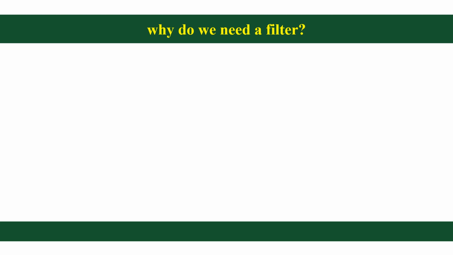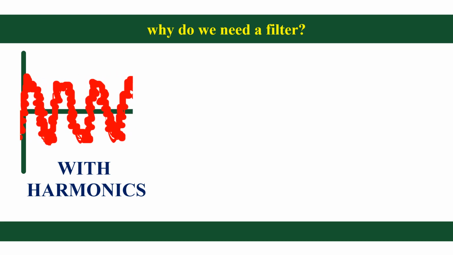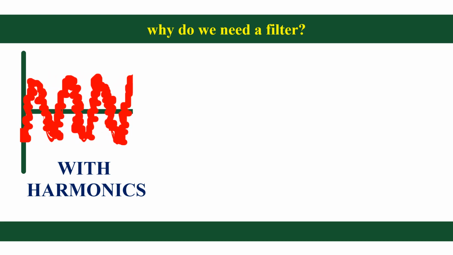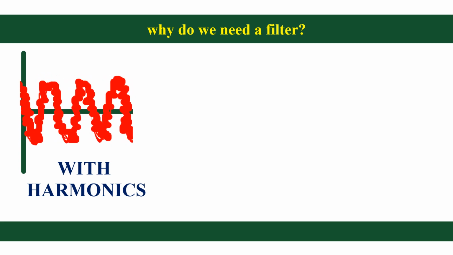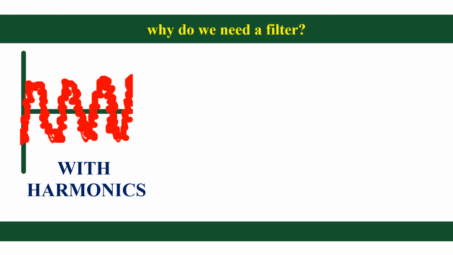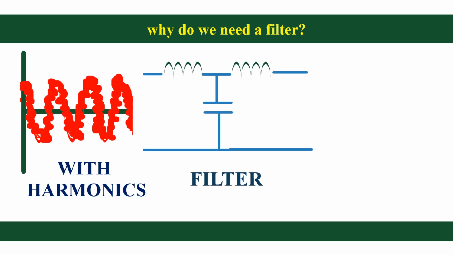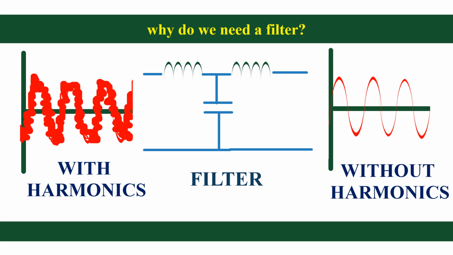Without a filter, the current generated by the grid-connected inverter looks like this. It contains lots of harmonics. When we inject this kind of current into the grid, it deteriorates the grid voltage and hence causes lots of power quality issues. In order to avoid all these issues, we always keep a filter at the inverter output. So when we connect a filter, we get a very smooth sinusoidal current without any harmonics.